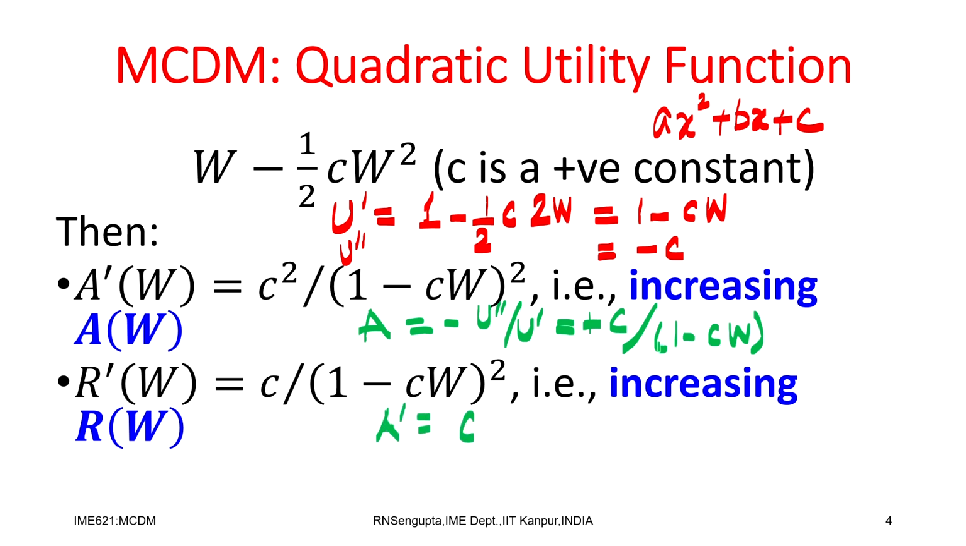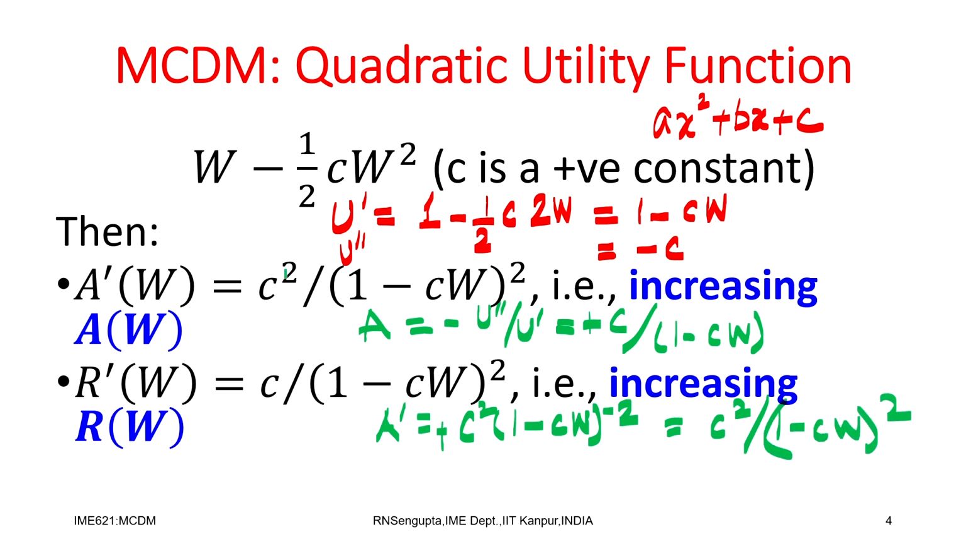So, a prime would be, c is a constant, so it remains, and this 1 minus c w is in the denominator. When you differentiate it, it will become minus 1 minus c w whole square, because it will go into the denominator, multiplied by 1 minus c w differentiated again, which is minus c. So, it becomes c square by 1 minus c w whole square, and that is what the formula is.